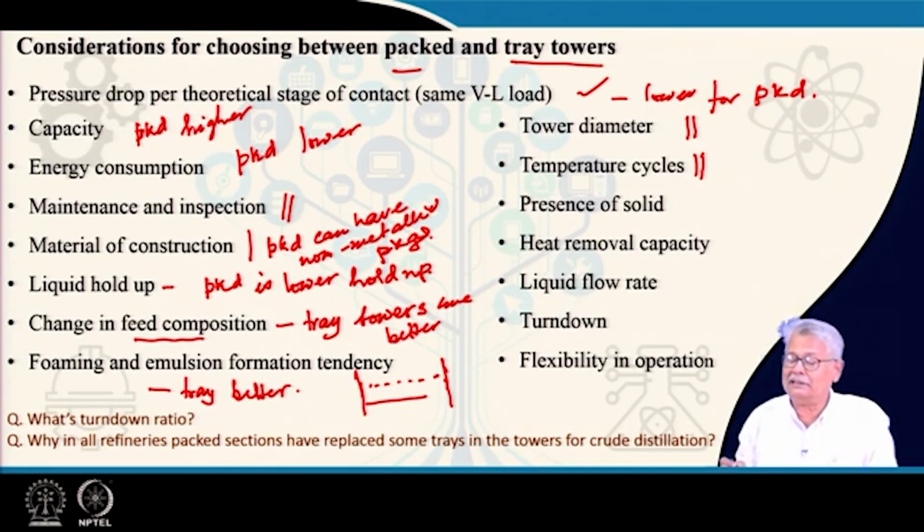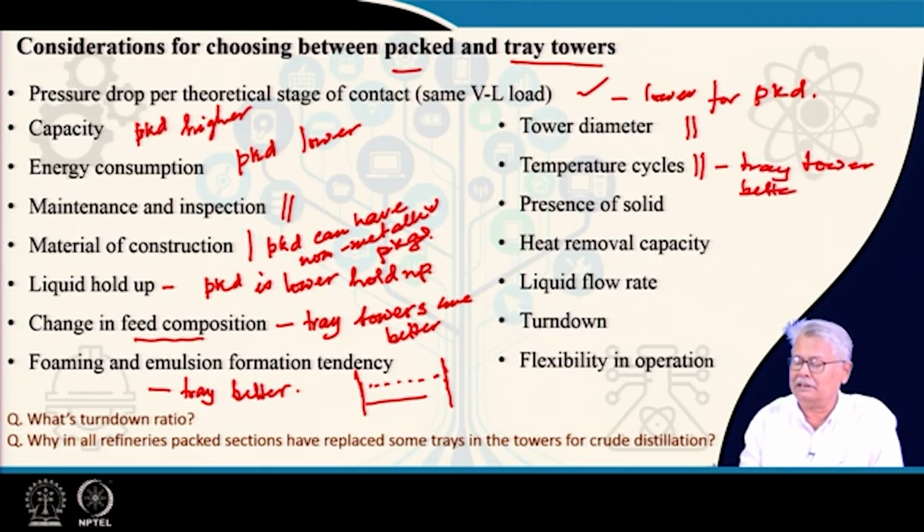So, temperature cycles are much better handled by tray towers, and the reason is obvious.